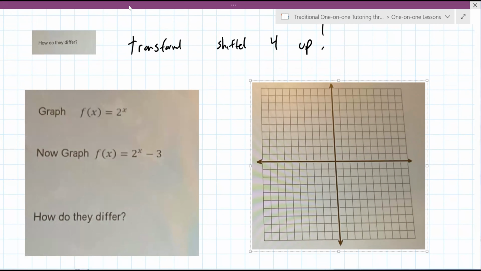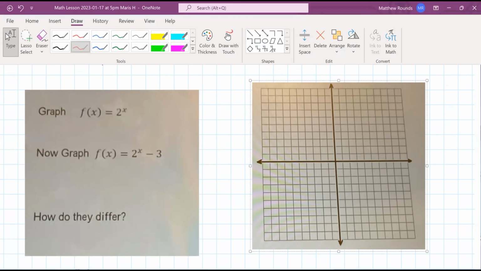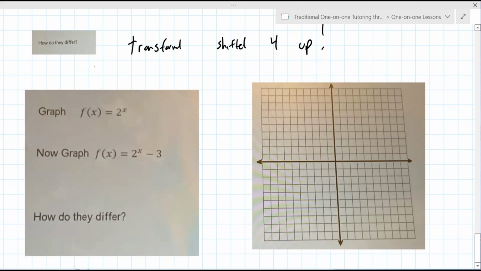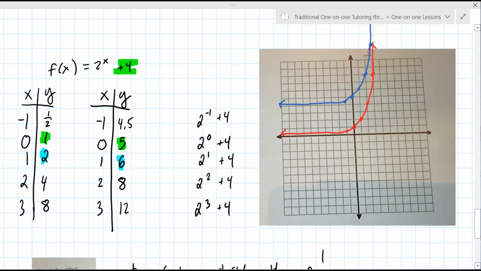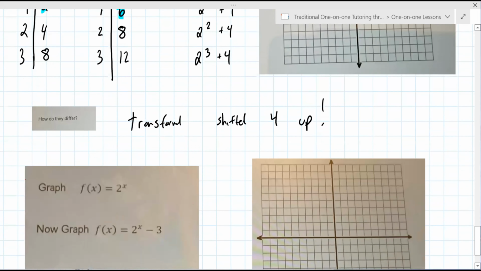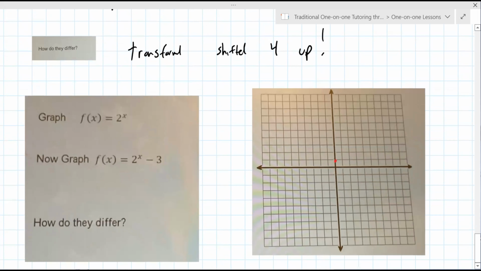All right, so the 2 to the x, we can reuse the points from last time. If you go back up to our previous problem here, we have all the points. We don't need to redraw or remake a table. It's 0, 1, 1, 2, 2, 4, 3, 8, like that. So a nice smooth curve like that.